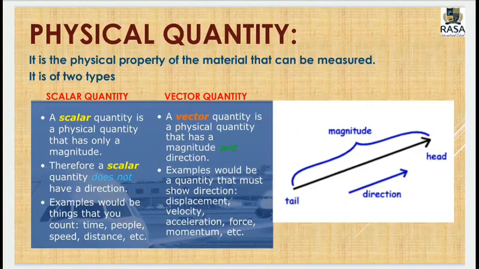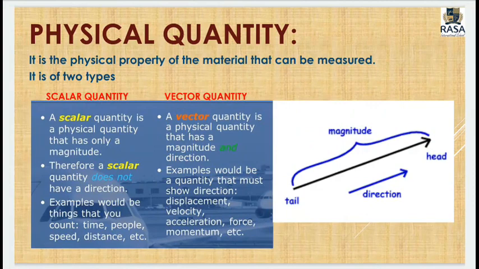Now we have to discuss physical quantities. Actually, physical quantities are of two types, the scalar one and the vector one. It is the physical property of the material that can be measured. Suppose we have a wire, so we can measure its length. Yes, we can measure the length. So it is a physical property of the material.